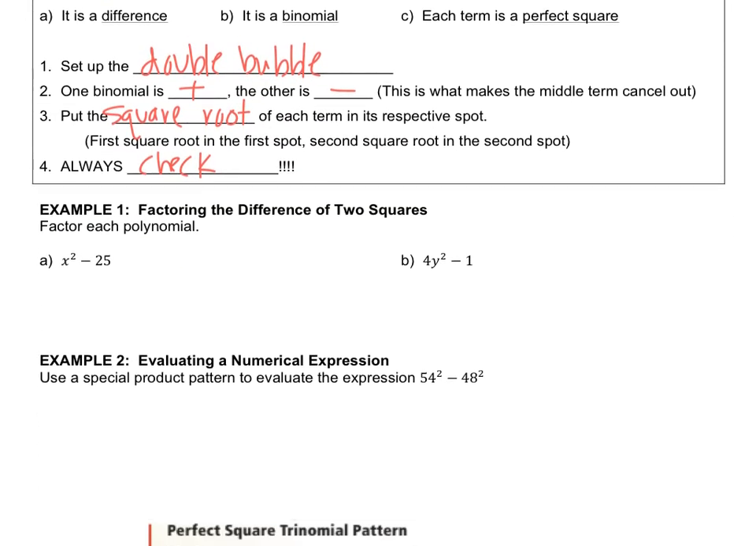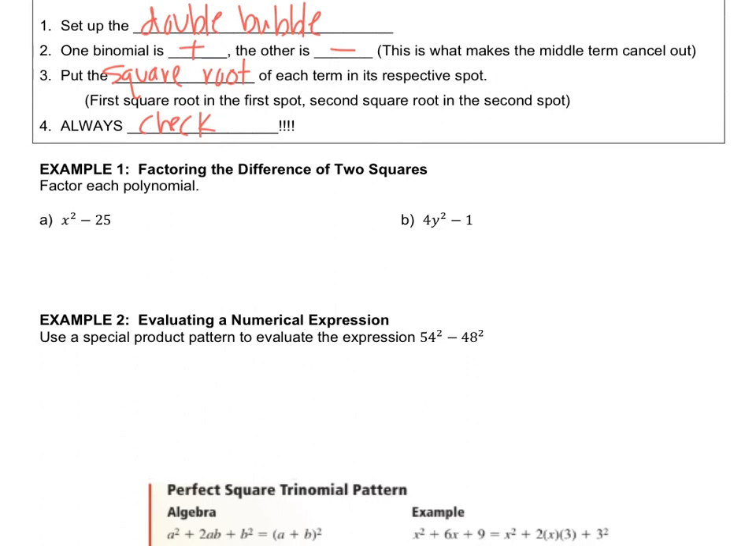Example 1. We're going to factor it using the difference of two squares method, and we know that we can use this method because it's a difference, it's a binomial, and x squared is a perfect square, x times x, and 25 is a perfect square. We know that's 5 times 5. So you go straight to your double bubble. X squared is x times x. 25 is 5 times 5. One binomial is plus, the other is minus, and then that's your answer.